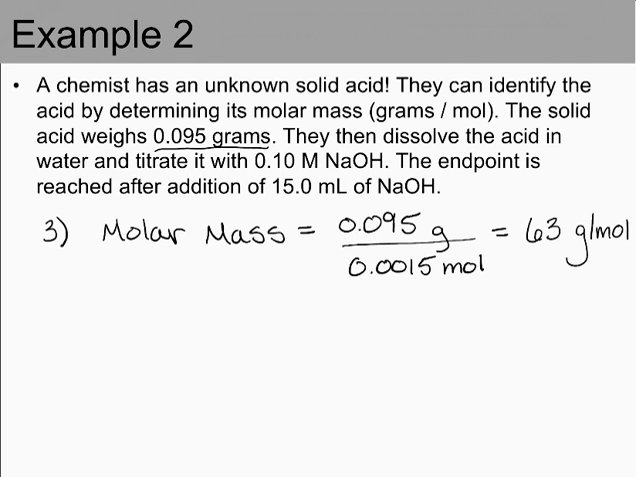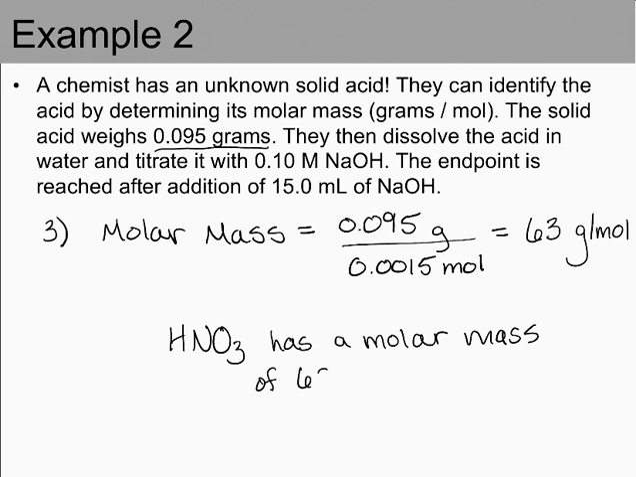Now, if we looked up in a table the molar masses of different acids, the one that this most closely matches is nitric acid. So HNO3 has a molar mass of 63 grams per mole. So we can probably conclude that this acid is HNO3. Now, a true chemist would do another experiment just to verify that this is the result that he expected. However, this is a good start.